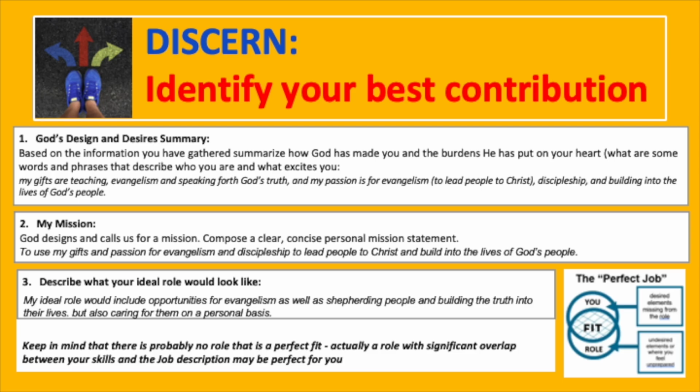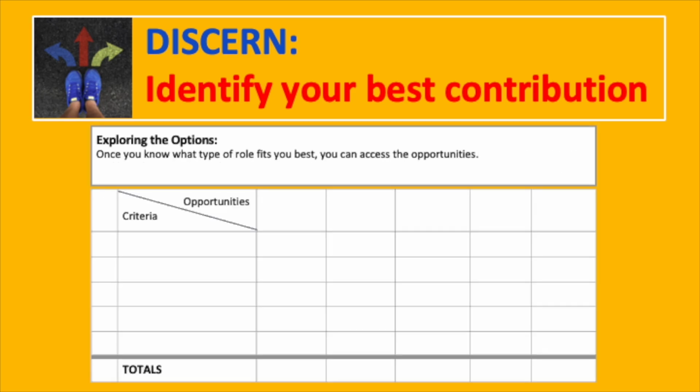Does that make sense? Yeah, I can see how that would be true. We can't always do everything we want to do, but 60% is probably a good fit. Yeah, exactly. So once you know the type of role that fits you best, you can assess the possible opportunities. So for this next chart, you prayerfully list the different ministry options across the top row.